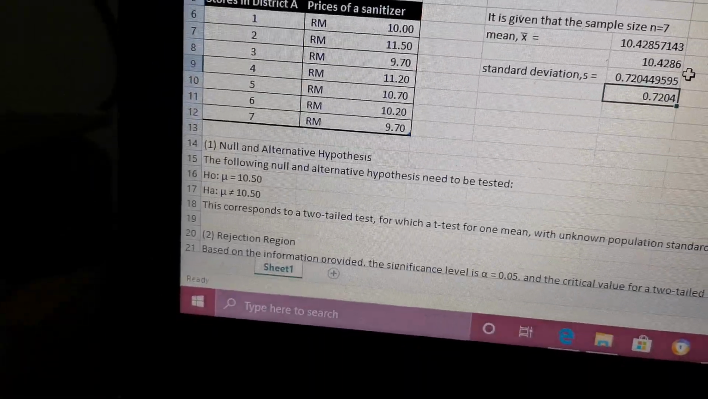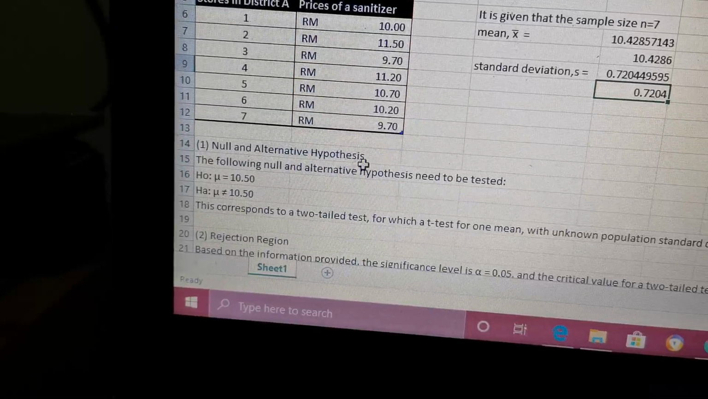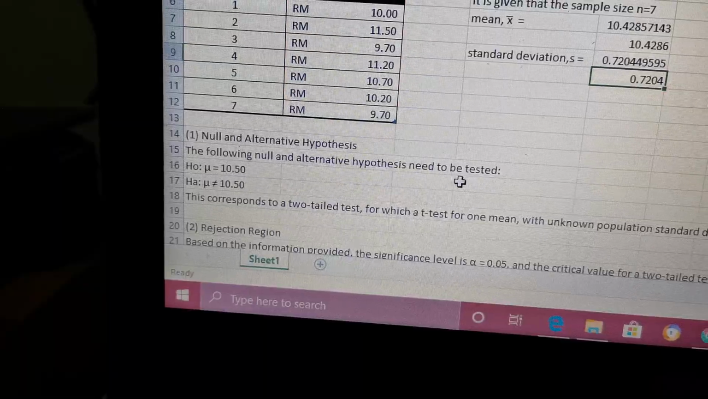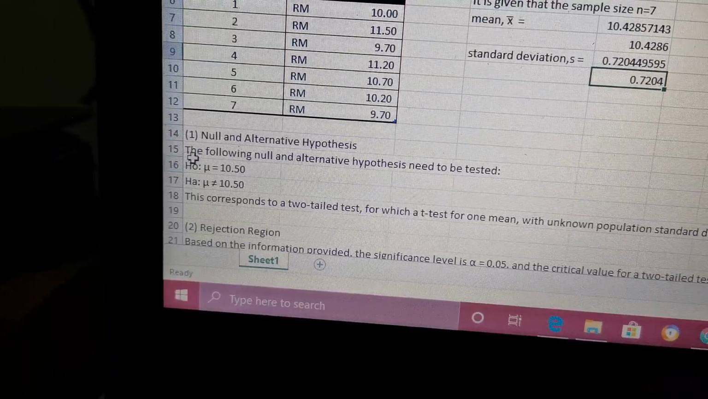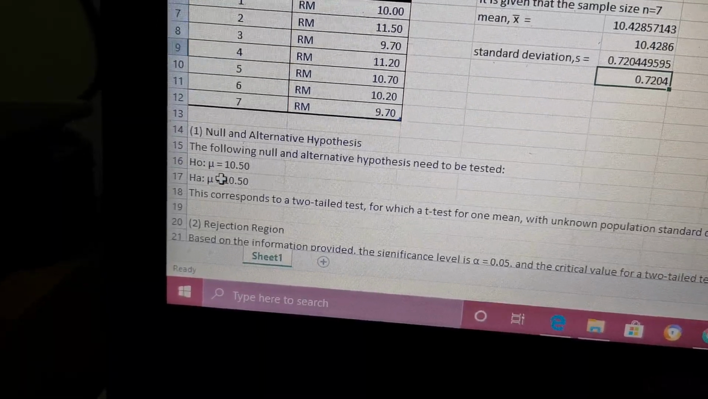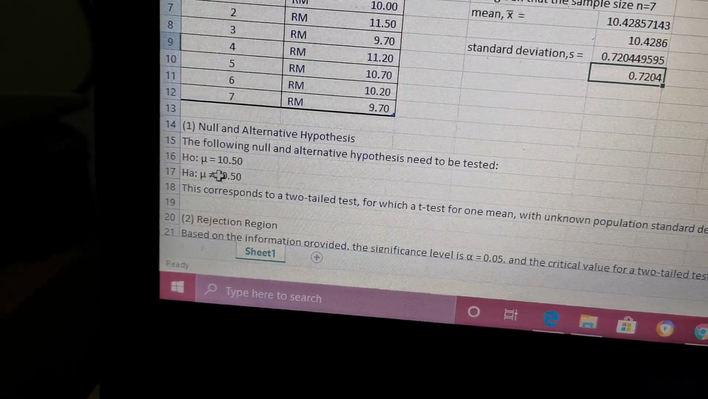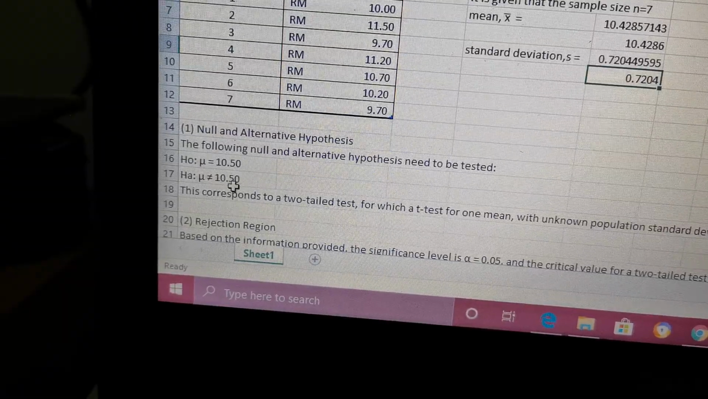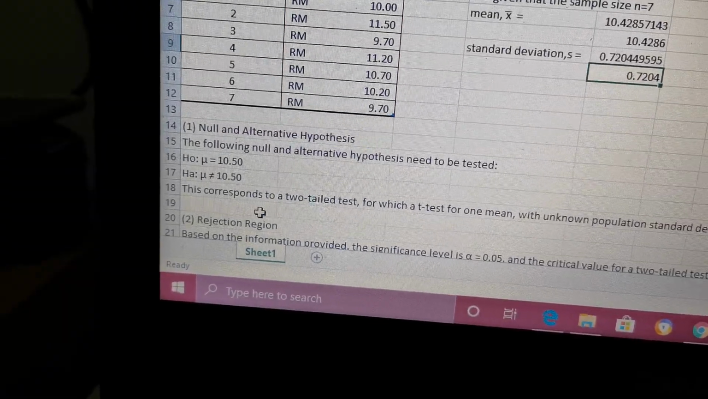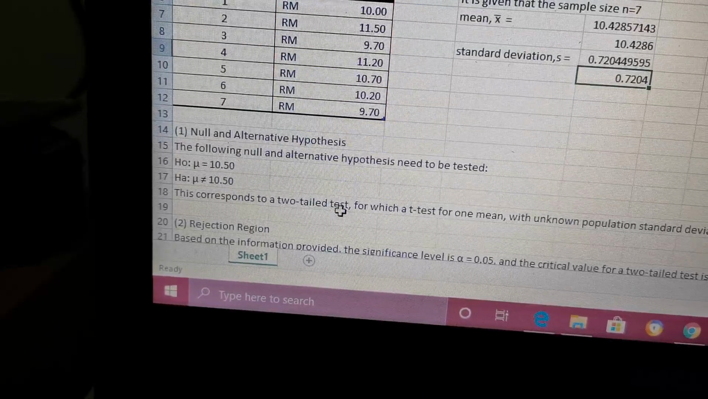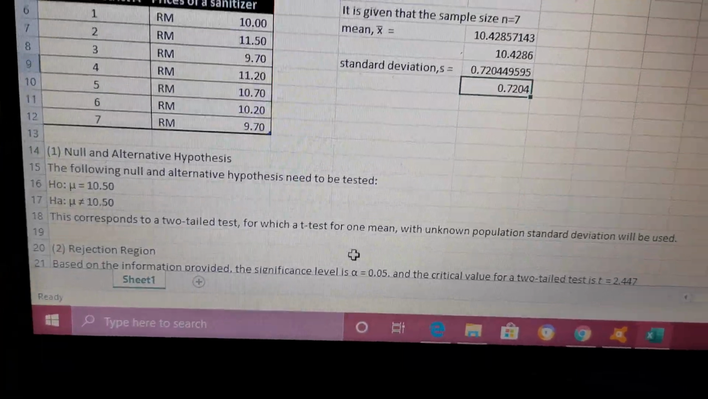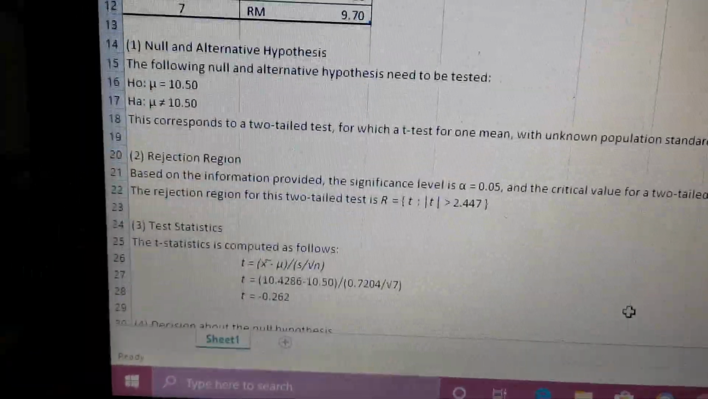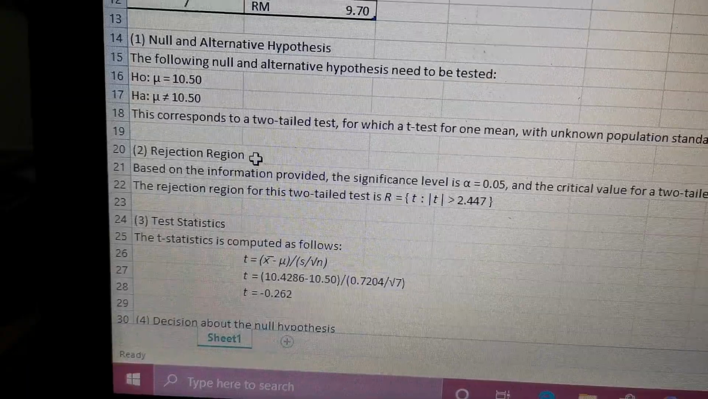Number 1, null and alternative hypothesis. The following null and alternative hypotheses need to be tested. H0, the null hypothesis, is equal to 10.5. HA, the alternative hypothesis, is not equal to 10.5. This corresponds to a two-tailed test for which a t-test for one mean with unknown population standard deviation will be used.